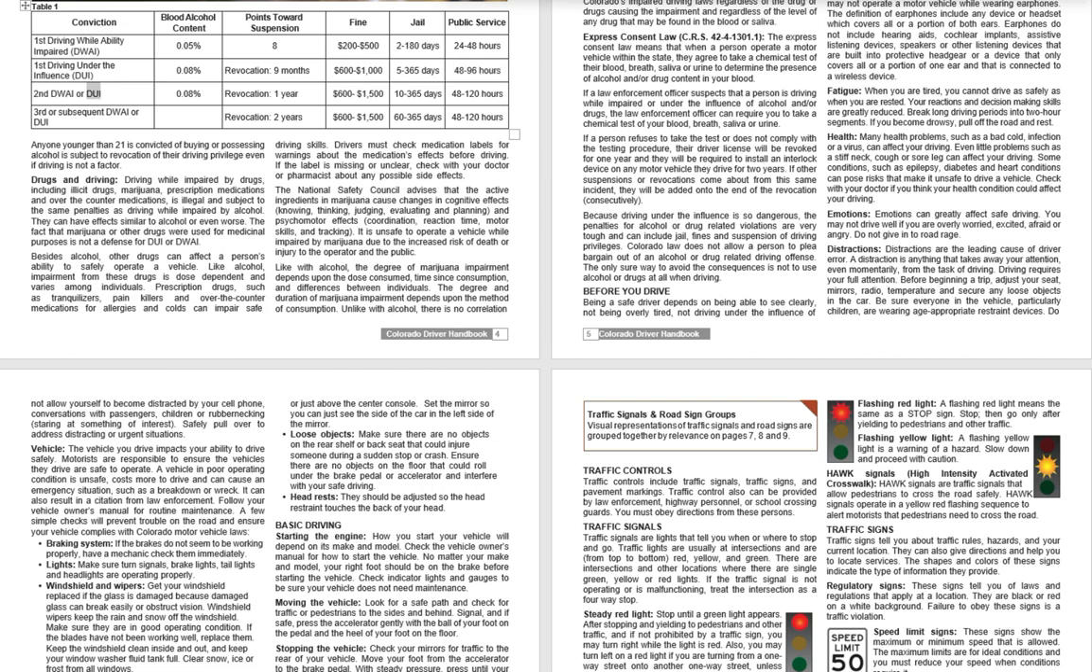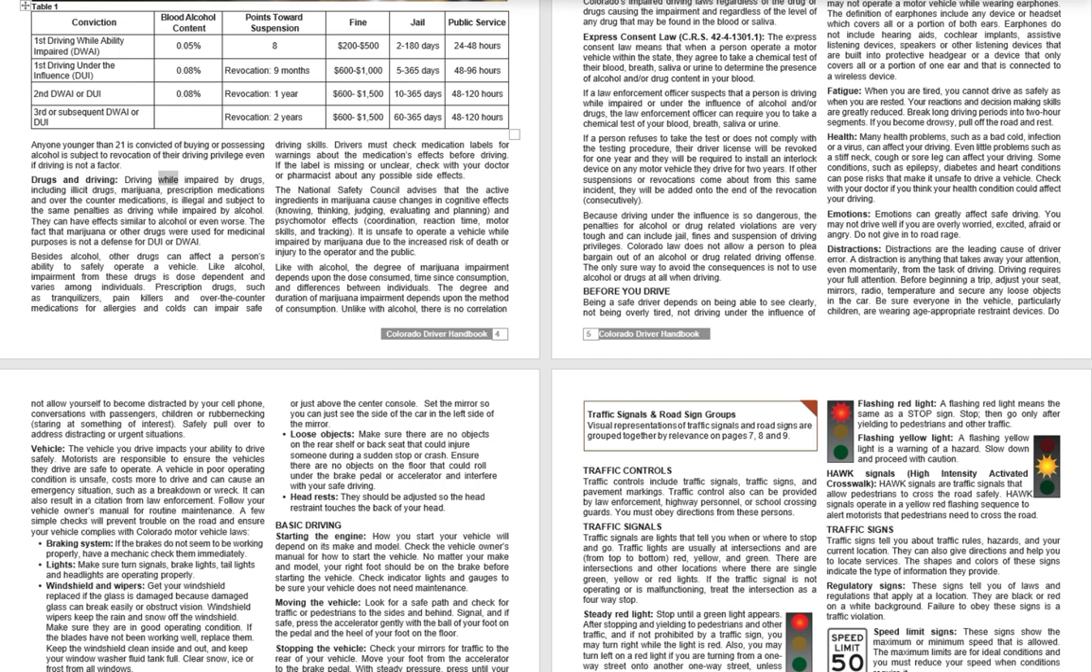Second DWAI or DUI: 0.08%, revocation, 1 year, $600 to $1,500, 10 to 365 days, 48 to 120 hours. Third or subsequent DWAI or DUI: revocation, 2 years, $600 to $1,500, 60 to 365 days, 48 to 120 hours. Anyone younger than 21 convicted of buying or possessing alcohol is subject to revocation of their driving privilege even if driving is not a factor.